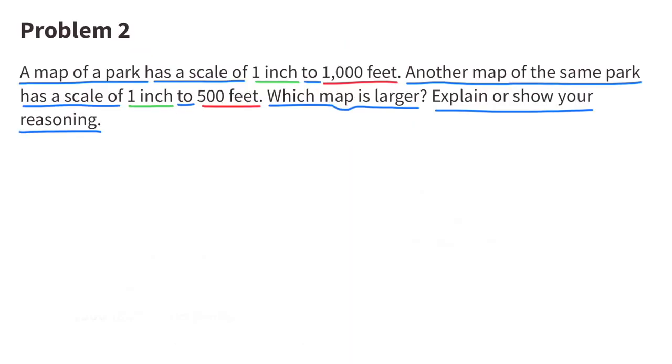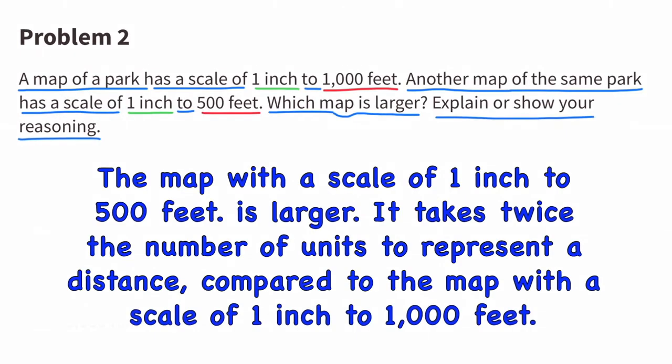Number 2. A map of a park has a scale of 1 inch to 1,000 feet. Another map of the same park has a scale of 1 inch to 500 feet. Which map is larger? Explain or show your reasoning. The map with a scale of 1 inch to 500 feet is larger. It takes twice the number of units to represent the distance compared to the map with a scale of 1 inch to 1,000 feet.